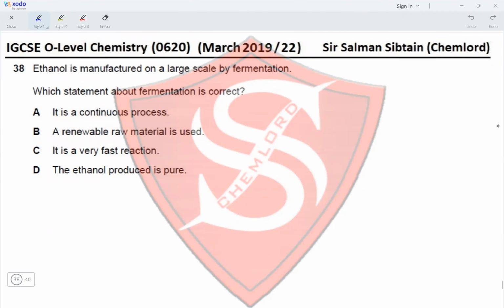Question 38. Ethanol is manufactured on a large scale by fermentation. Which statement about fermentation is correct? It is a continuous process. No, it is not. A renewable raw material is used. Yes, sugarcane is used. It is a very fast reaction. No, it is quite a slow reaction. And the ethanol produced is pure. No, it is impure. It needs to be separated through distillation. This makes option B the correct option for this question.